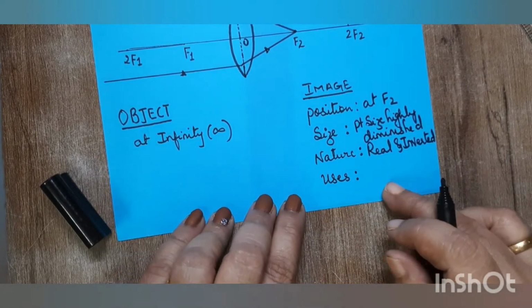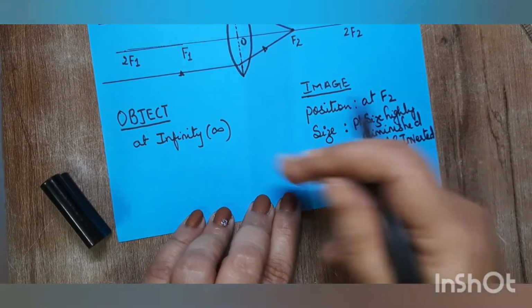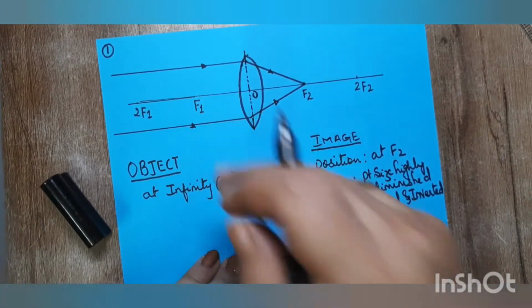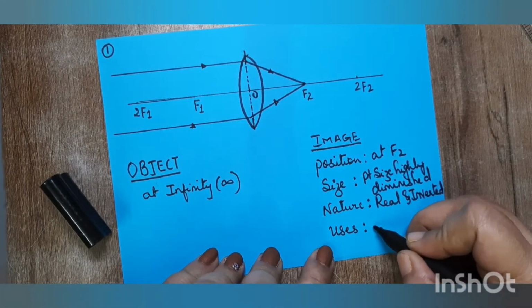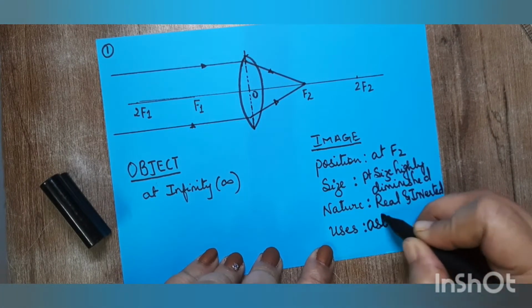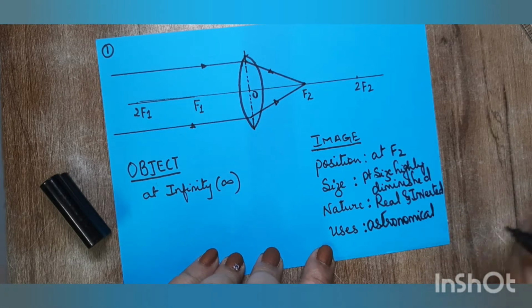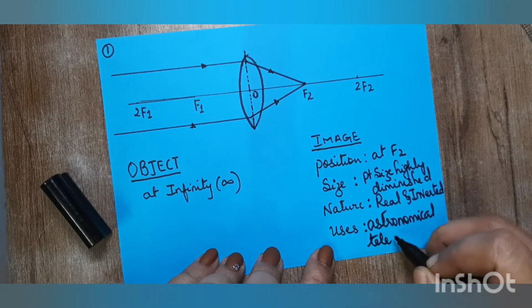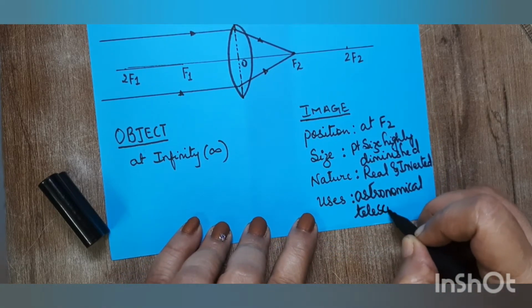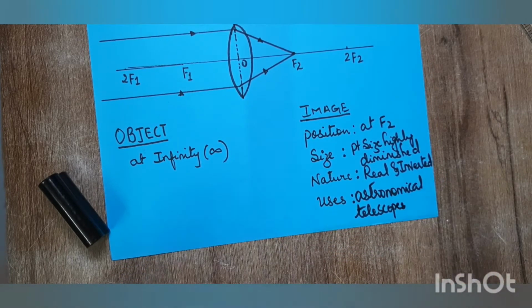Fine. Uses: this particular position, object at infinity, is used in astronomical telescopes. Okay.